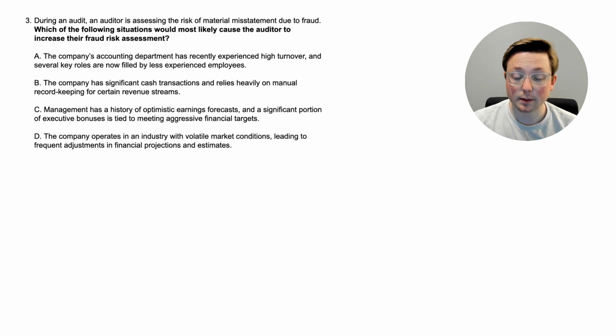And then option D, the company operates in an industry with volatile market conditions, leading to frequent adjustments in financial projections and estimates. Now, if you want to, pause the video and think through this. If not, that's okay. We're going to look at the explanation together to understand this. But again, I think you should pause the video to think through this and read through the different options. And when you're ready, come back. We'll look at the answer together.